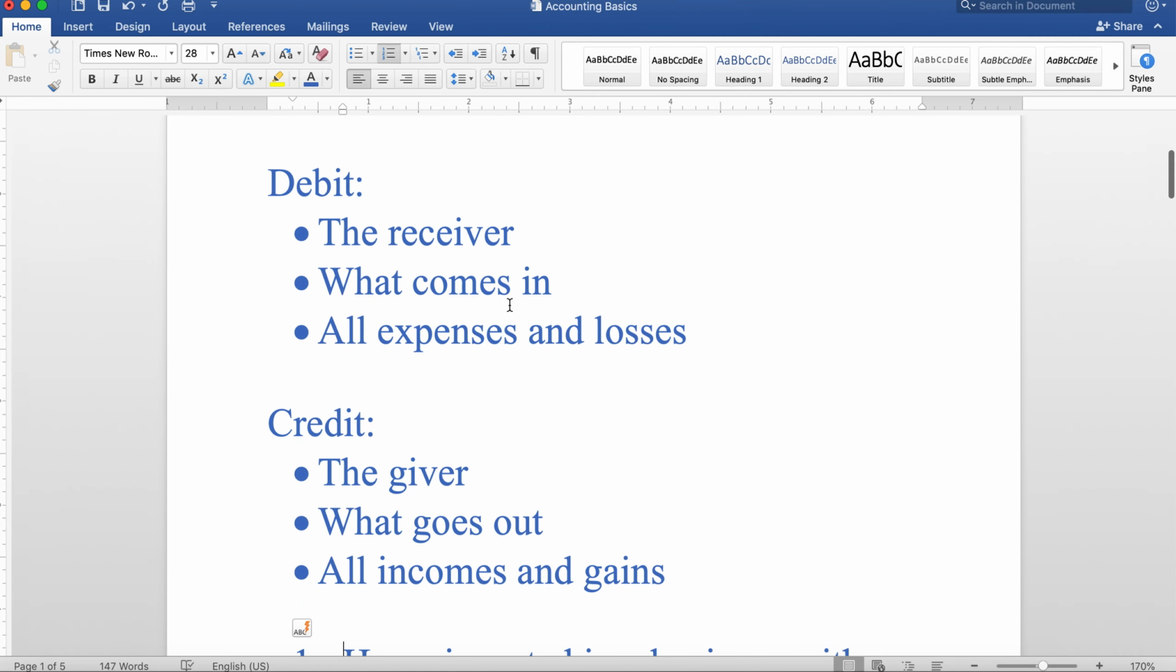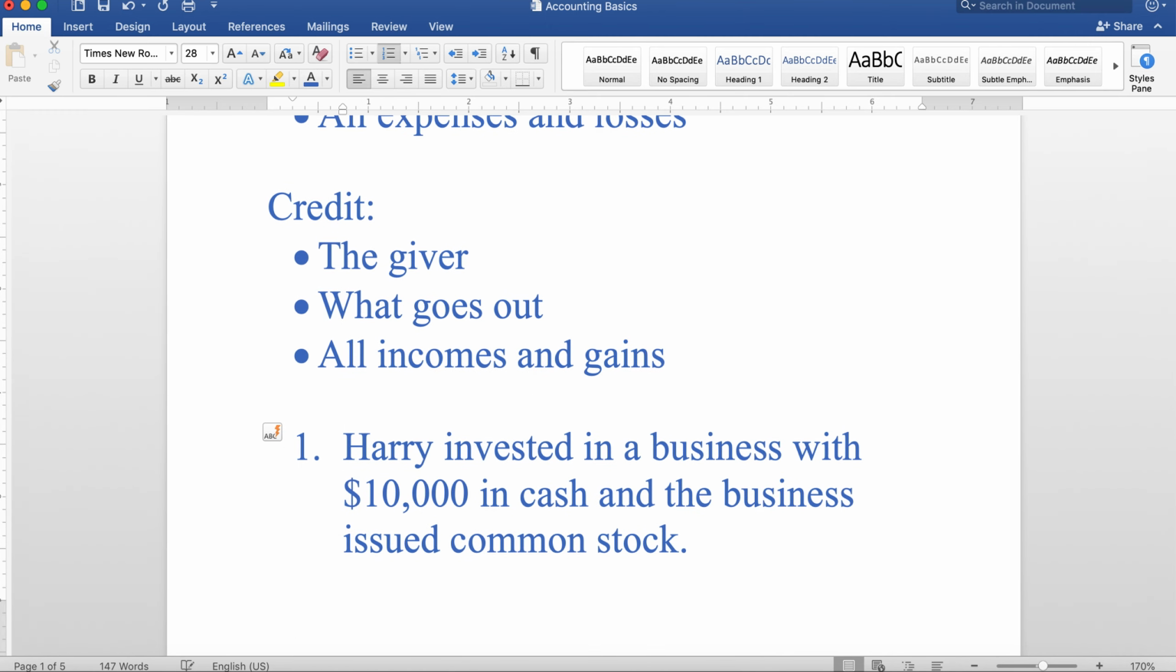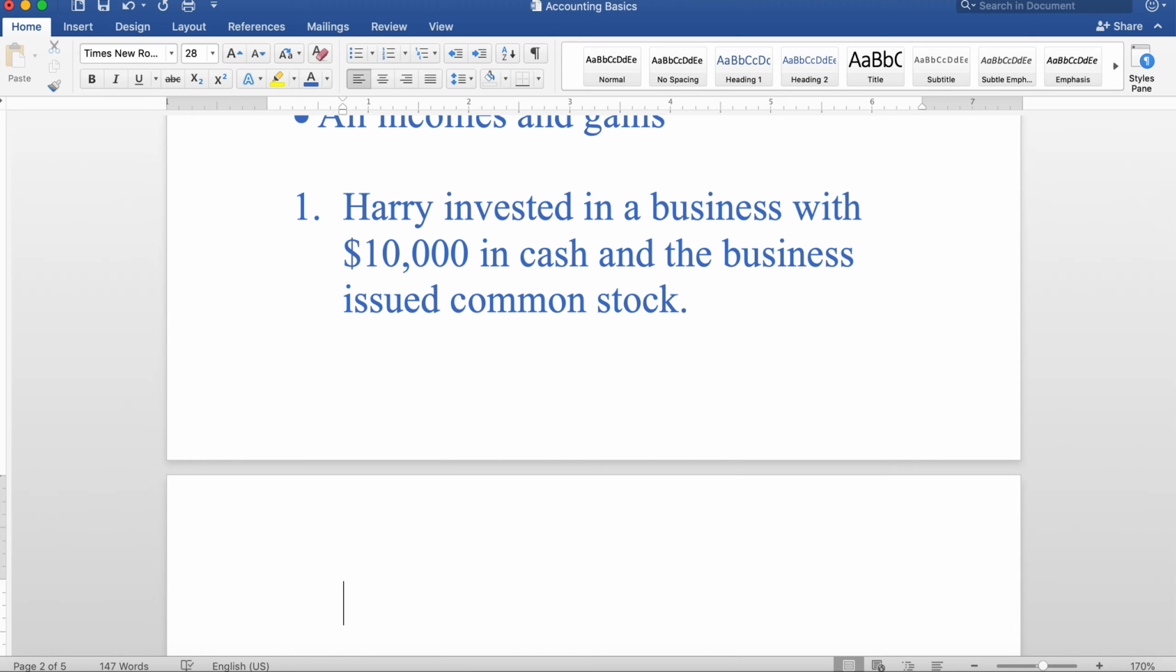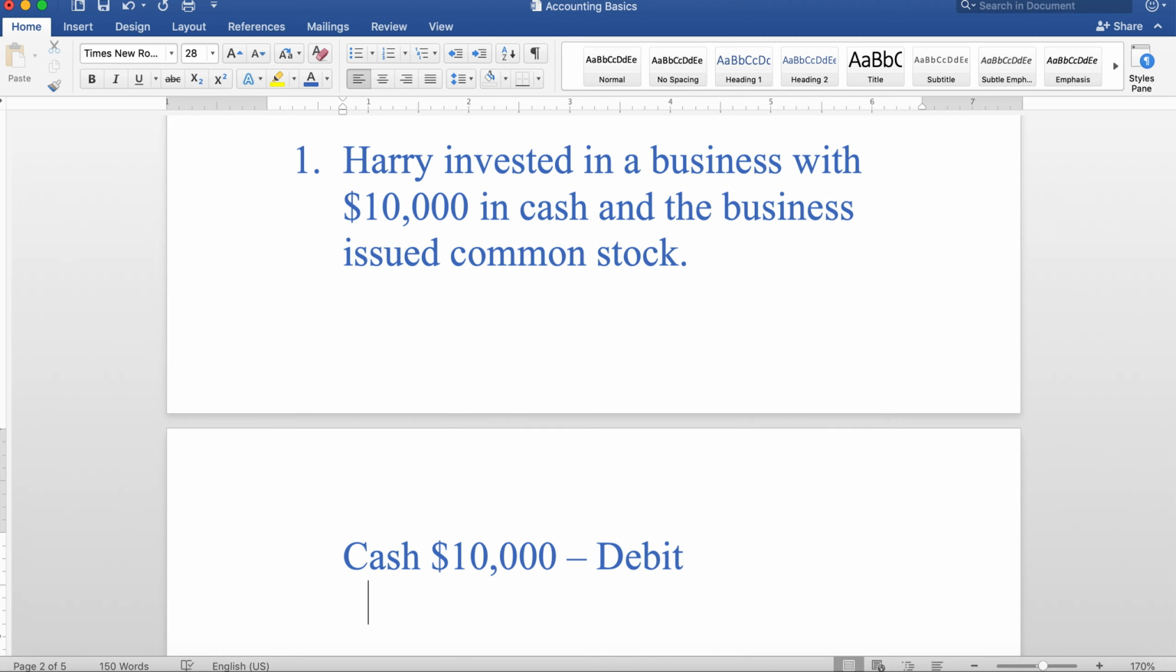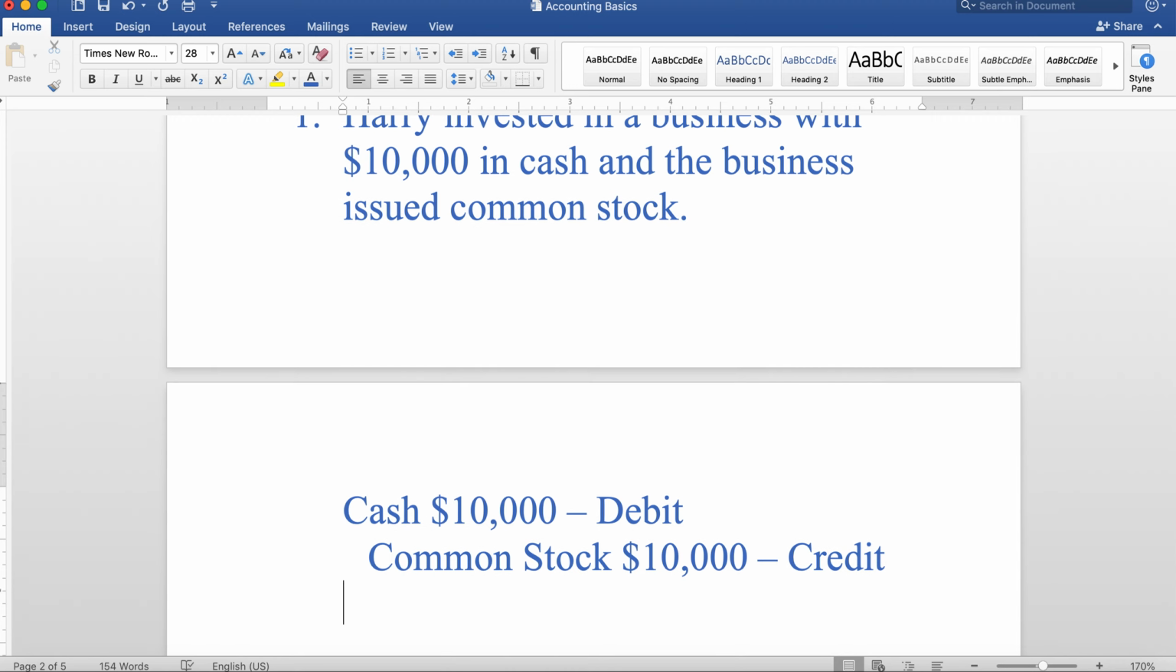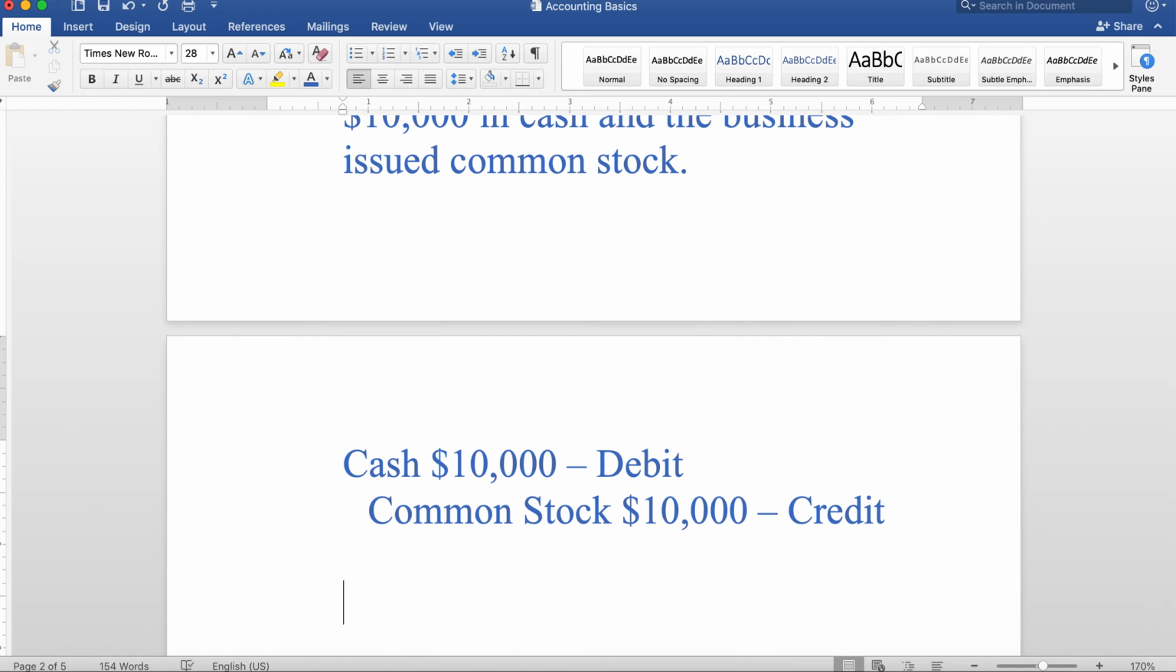So the debit is what comes in. By issuing common stock, cash came in, cash of $10,000 came in, so it's a debit. And what went out? Common stock went out, which is a credit. And always debit is equal to credit, and we write debit first and credit second. It's also a way of preparing a journal entry.